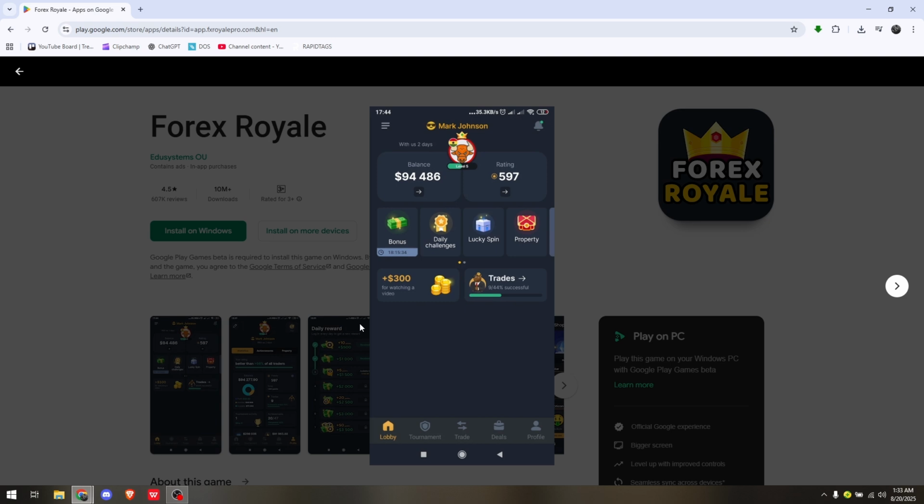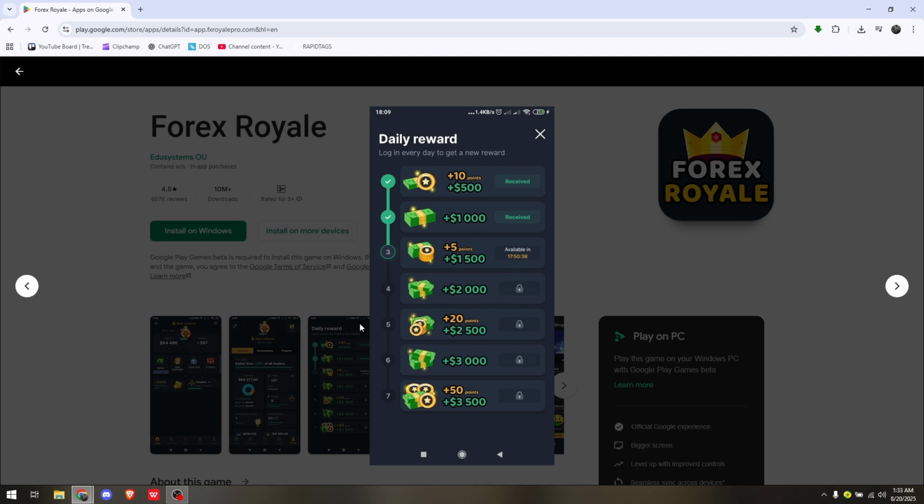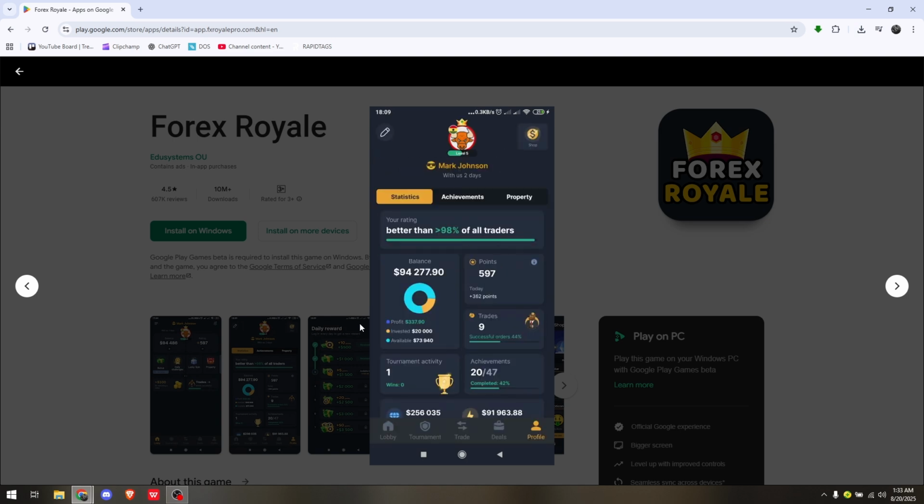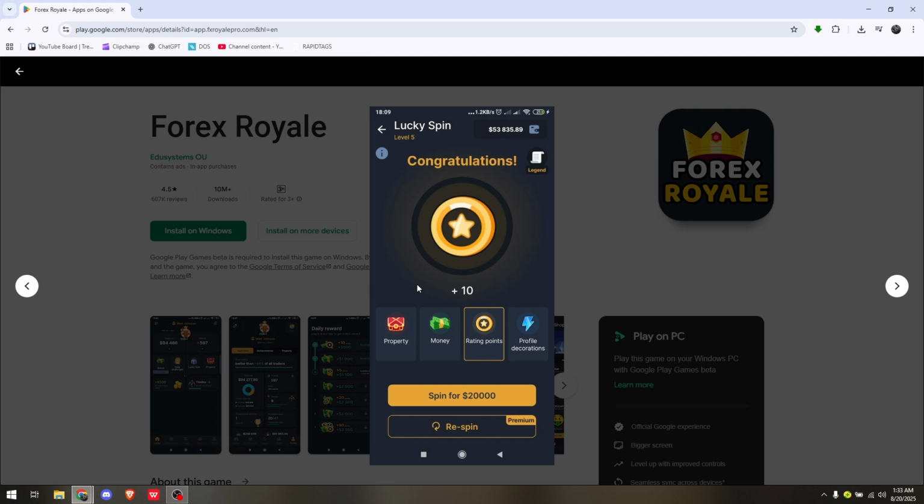this application can do. Forex Royale application is actually an auto prediction application, which basically means that all the specific funds that you have from this game is actually fake. And you cannot also key in or add real money in it.